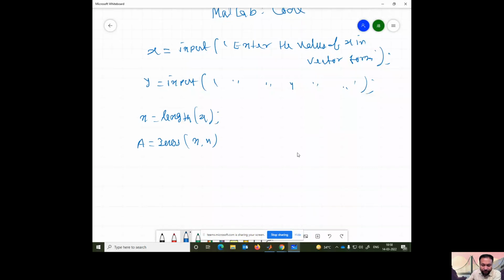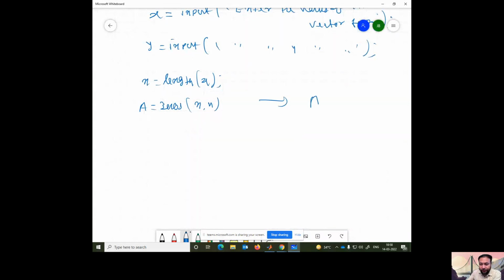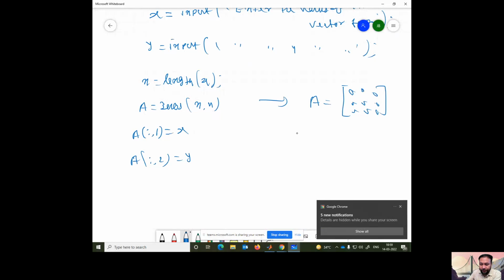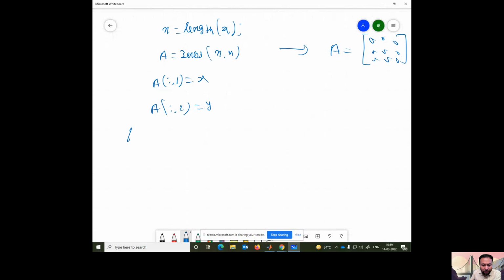Okay, it will form a matrix, which is a null matrix. It is going to form a null matrix. Next, let us try to input x as the first column, and let us try to input y as the second column in our given matrix. Okay, try to use the for loop now.